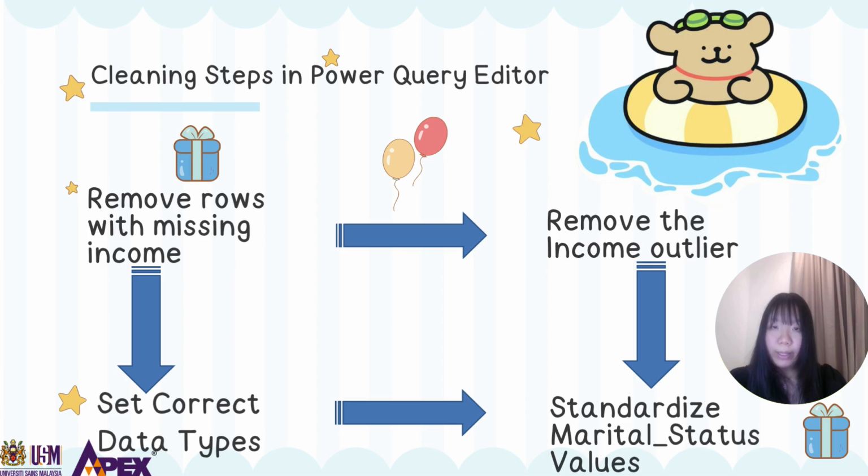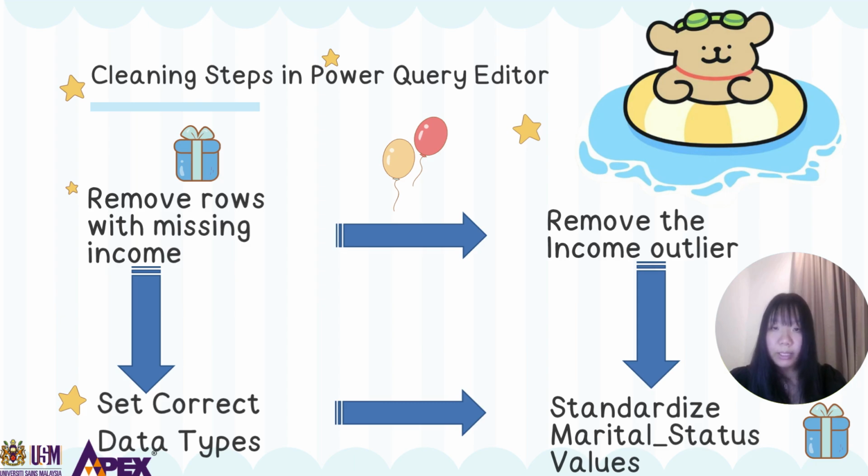Second, we removed one income outlier. One customer had an income over $666,666, which was much higher than the normal range, so we treated it as an extreme value. Third, we cleaned the marital status column. Values such as alone, absurd, and yellow were changed into single to make the categories more consistent.